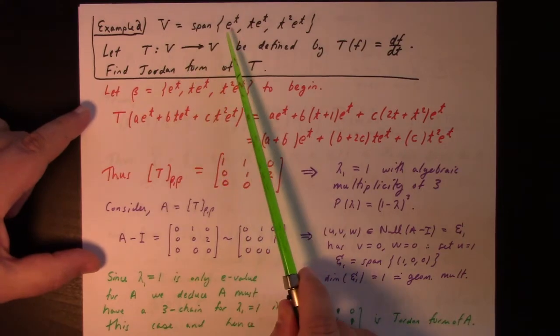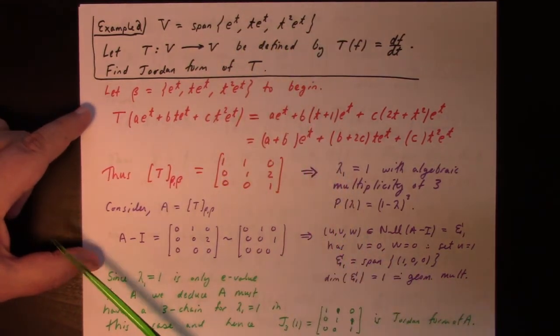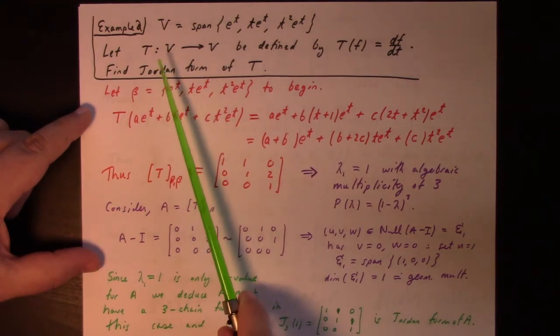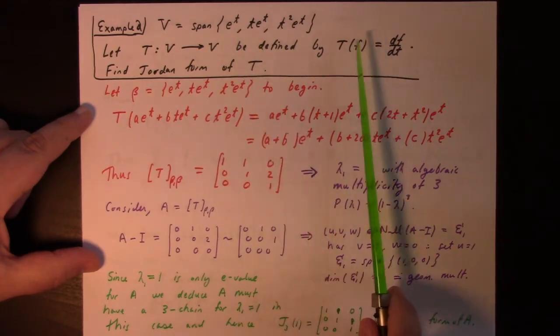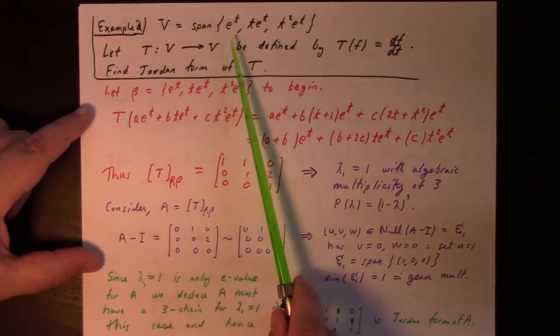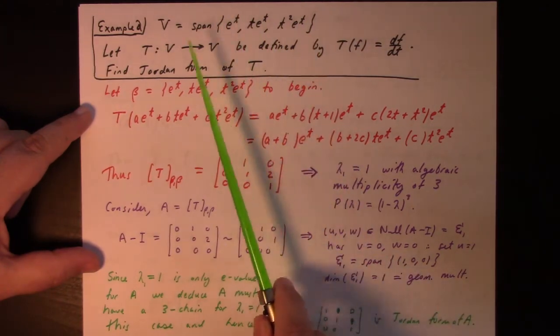Example 2. Suppose we have the span of e to the t, t e to the t, t squared e to the t. And I'm going to look at the transformation that's defined by differentiating this. By the way, this is well defined because if you take the derivative of these functions, you get a linear combination of these functions again.